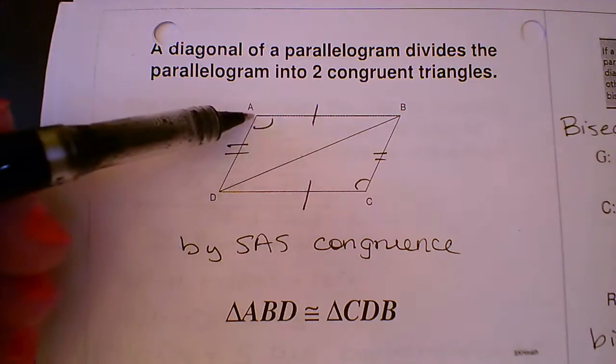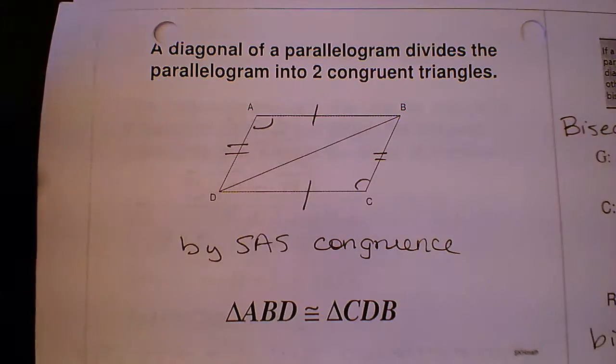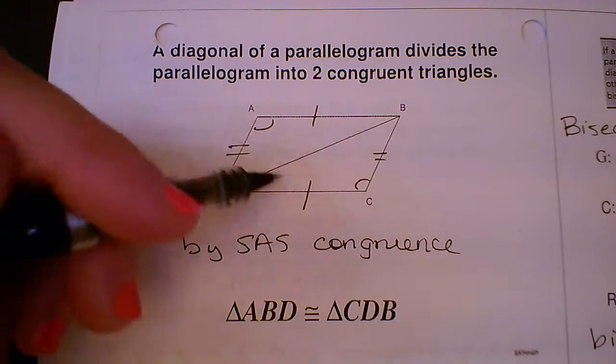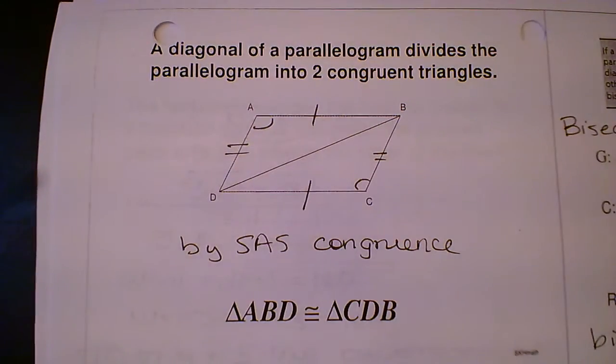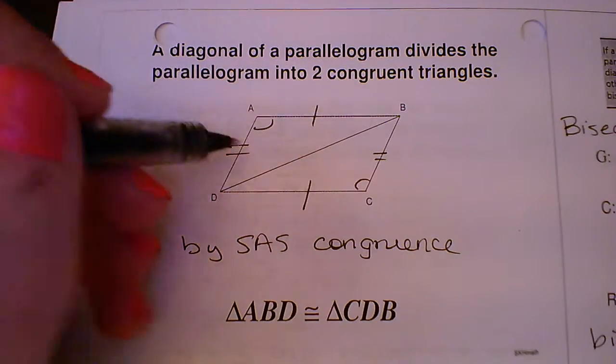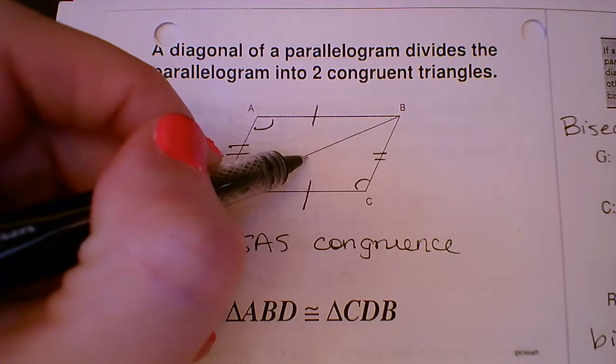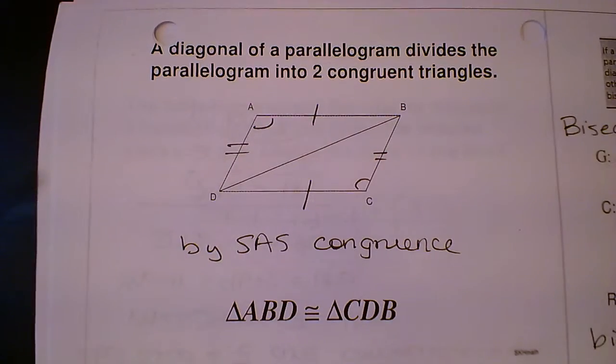So by SAS, or side angle side congruence, we know that those two triangles that we've created are the same triangle, or congruent triangles. We also could have proved it with SAS congruence. It would have taken a few more steps, and we could have done AAS or any of those other triangle congruence theorems.